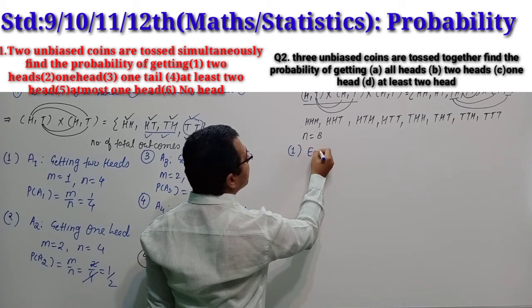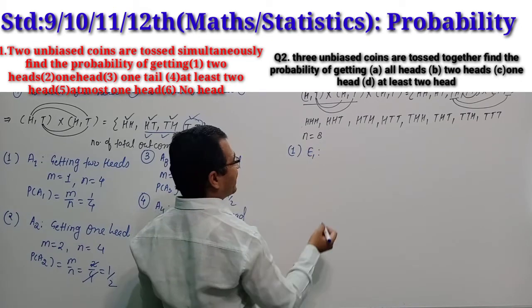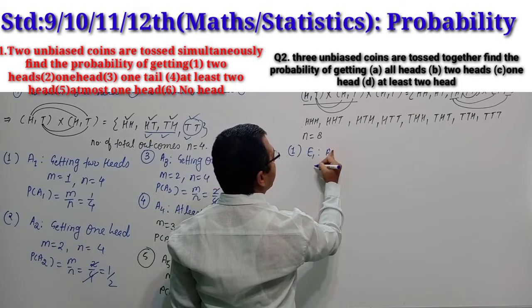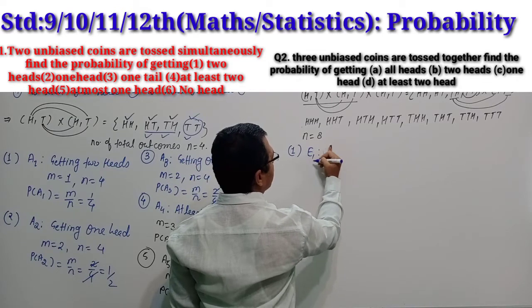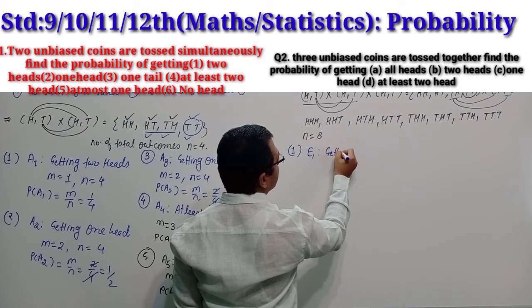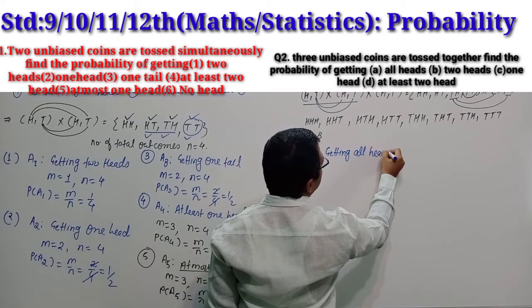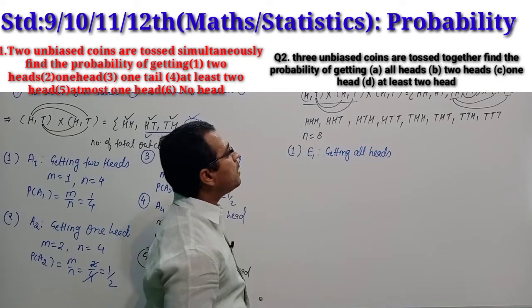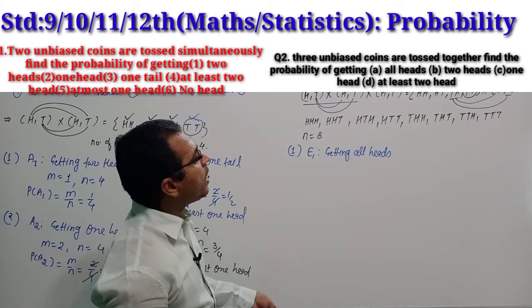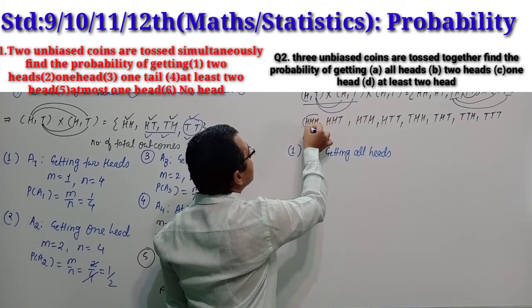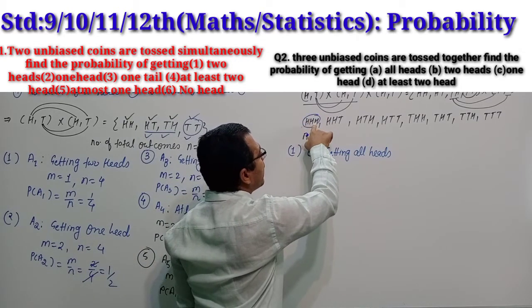Consider E1, getting all heads, right students? What is getting all heads? So how many pairs have all heads? It is only one time: head, head, head.